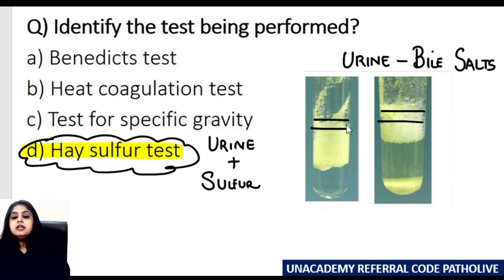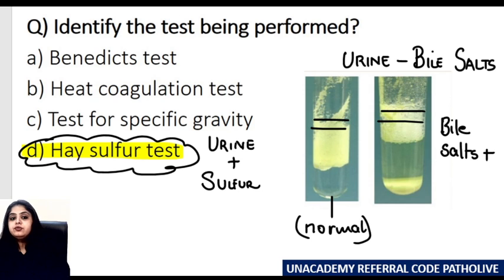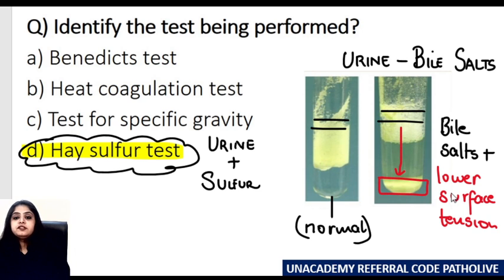If the sulfur remains suspended at the top, that is actually a normal situation. However, if the urine is containing certain bile salts, do you know what bile salts do? Bile salts tend to lower the surface tension, as a result of which you will see that all the sulfur that you had sprinkled came settling down to the bottom because the surface tension was lowered.